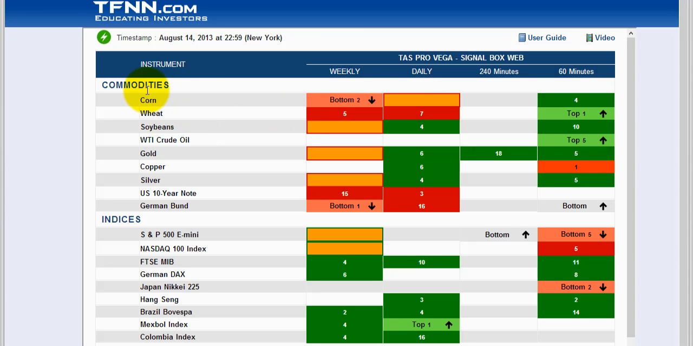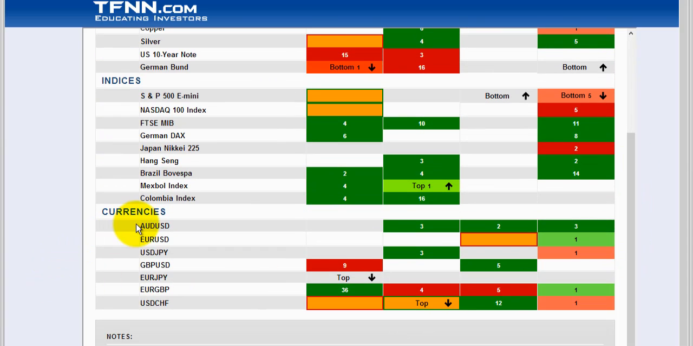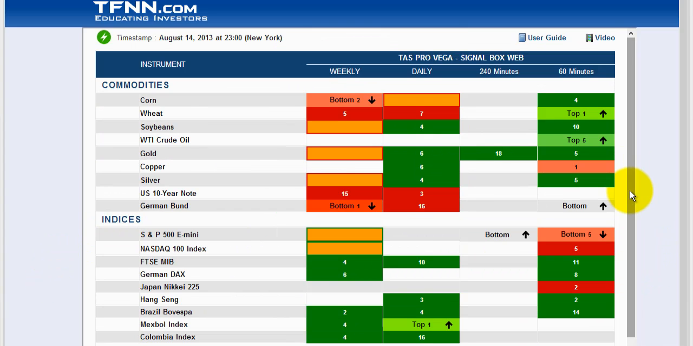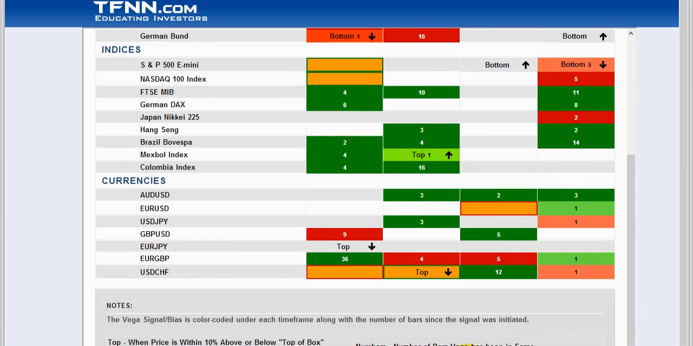You're seeing the usual suspects of the commodities world over here. You're seeing indices that generally will affect global markets as they move around. And you're also looking at the usual suspects of the currency world. And we've got a real quick and easy, very simple little identification grid at the very bottom.